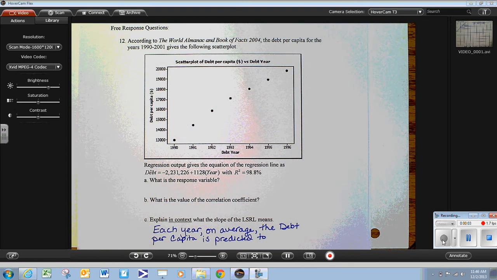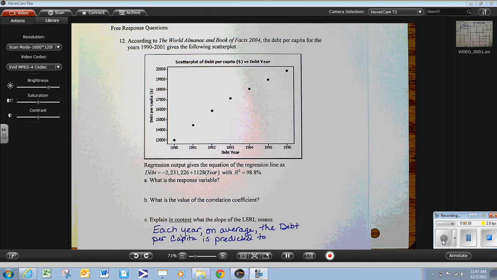Question 12 had 4 parts to the free response question. The data set: according to the World Almanac and Book of Facts 2004, the debt per capita for the years 1990 through 2001 gives the following scatter plot. Notice that debt per capita is on your y-axis, debt year is on your x-axis. Regression output gives the equation of the regression line as the predicted debt will equal negative 2,231,226 plus 1,128 times year, with r squared equaling 98.8%.